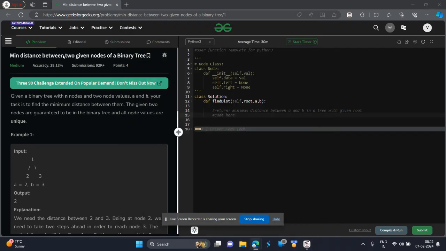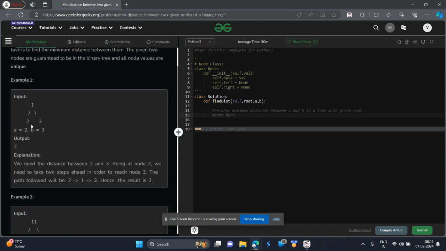Today we are going to solve minimum distance between two given nodes of a binary tree. In this question we are given a binary tree and along with that we are given two integers a and b. We have to find whether these integers are present in the binary tree or not, and if they are present we have to return the distance between them.